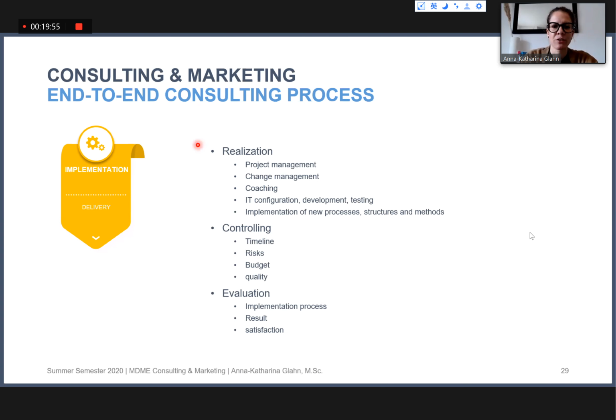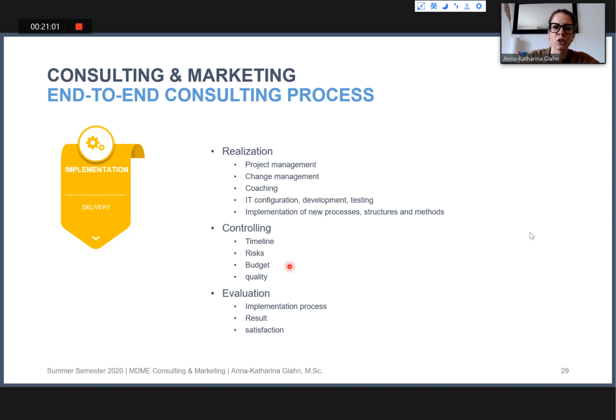The implementation phase includes the realization, the controlling during the realization, and the evaluation after the realization. Part of the realization, of course, is project management, change management, and maybe some coaching. This is on the methodological level, and the content or specific tasks are, for example, IT configuration, development, and testing. If we're not in an IT project, if we're talking about processes or reorganization, then in this realization phase we do the change, and we try to realize a new process and bring people to work in a new way, or to work with different and new methods.